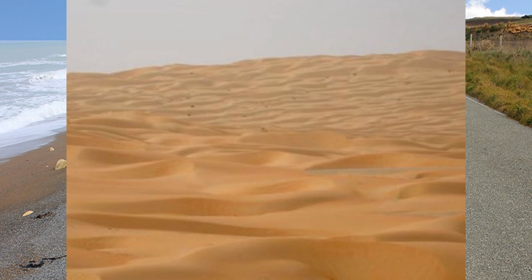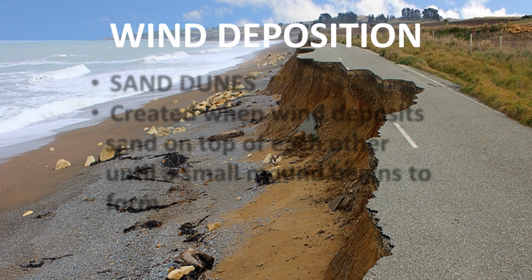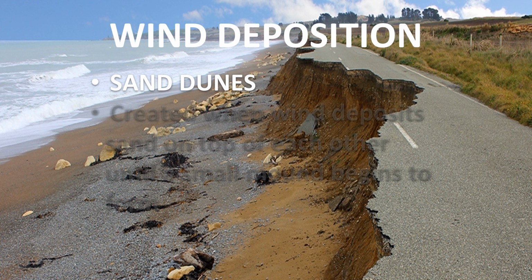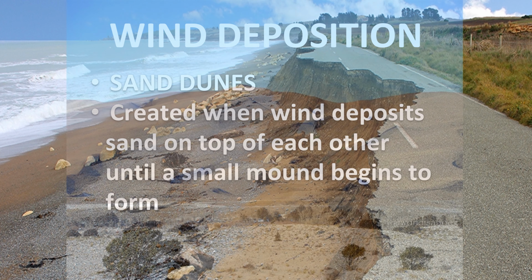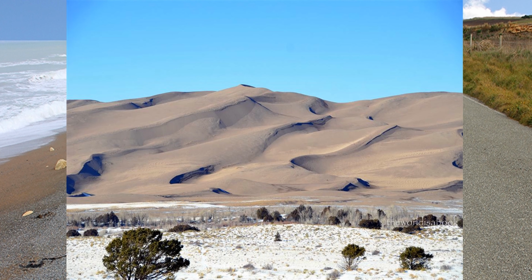Now the next type of deposition is called a sand dune. You've all seen these either in images or maybe in person. You get them in deserts and places like that, where wind deposits sand on top of other sand on top of other sand until you get a small mound of sand that begins to form, and it can get quite impressive and quite large. Here in the image you can see some sand dunes.